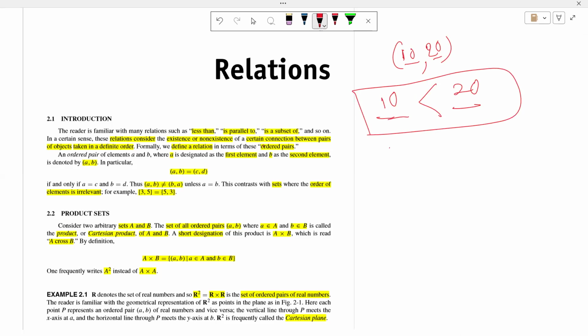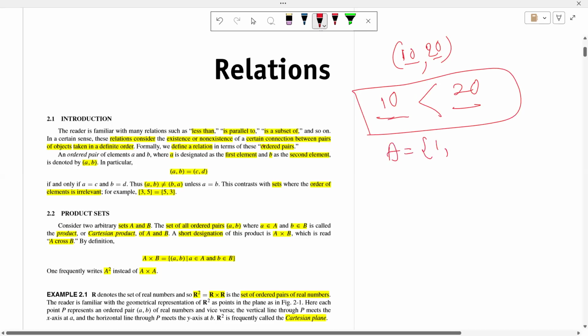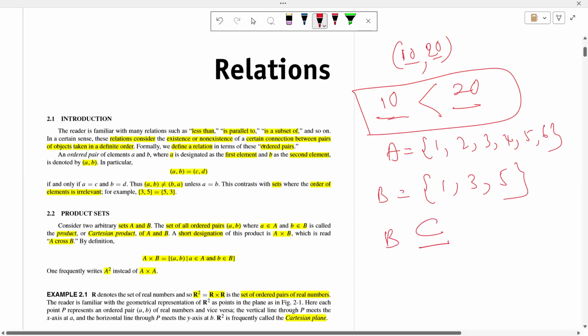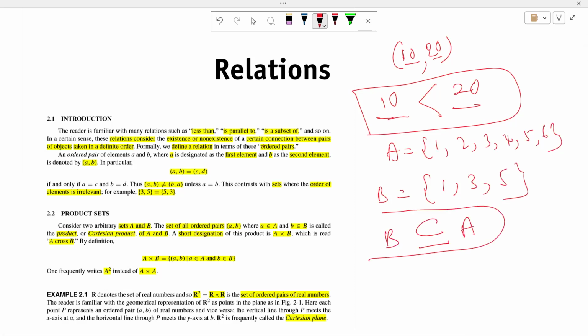So let's say you have a set A: 1, 2, 3, 4, 5, 6. Another set B has the odd numbers 1, 3, 5. Now we can write B is a subset of A. So this is a relation. Relation means we are defining the relationship between two sets or two attributes or two values. That is what we call relations.